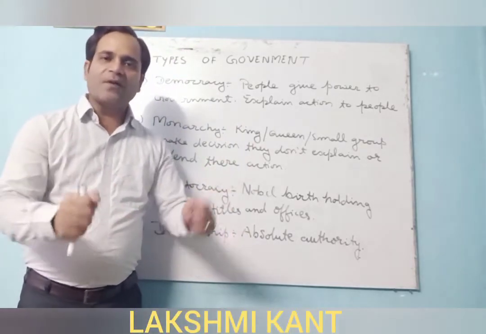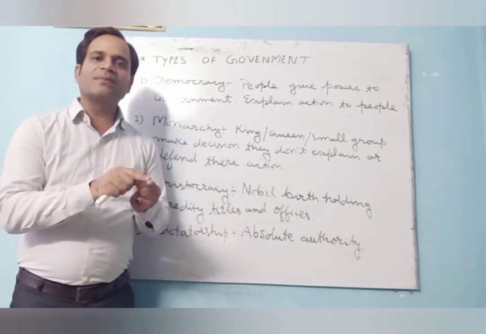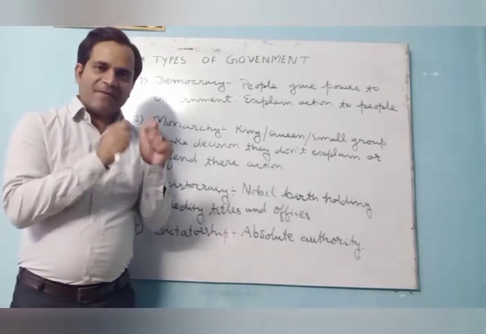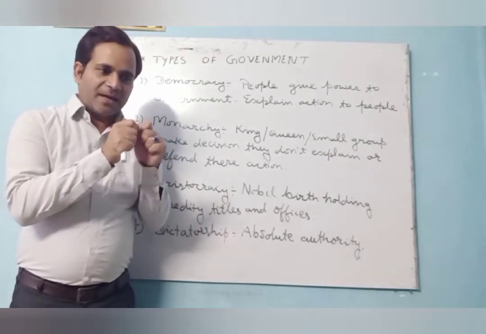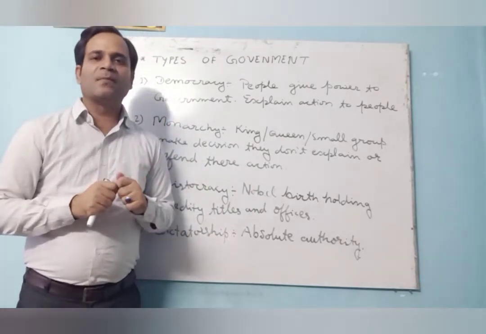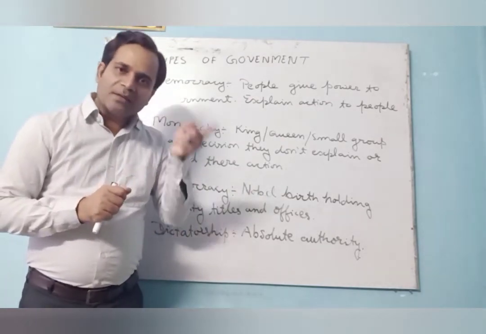So these are all the forms of the government. Each and every form of government is interrelated with the others. Each and every function is governed and overseen by the others.